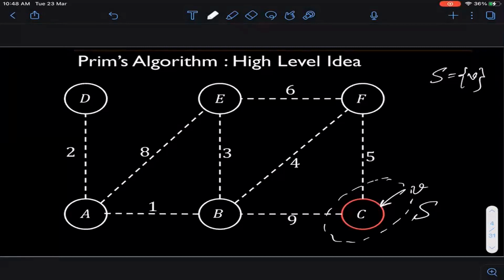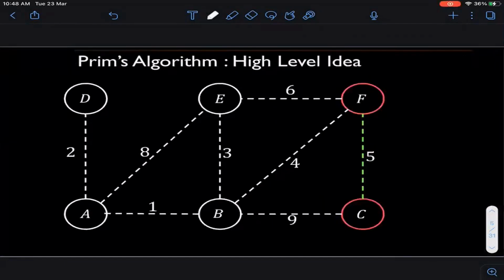And which is the minimum one? Well, 5 is the minimum one. Why am I doing this? That will become clear once we finish the proof of correctness. Okay. But for now, at least intuitively, it seems like a good choice. It's a locally greedy choice. No reason to believe that this is actually going to give you the minimum spanning tree. It's highly non-trivial and not at all obvious, but at least that seems like a reasonable greedy choice. Okay. So I included my set, included this edge, which is CF.